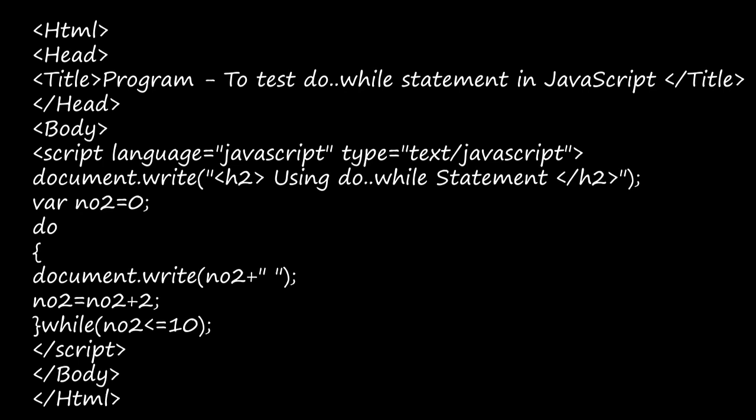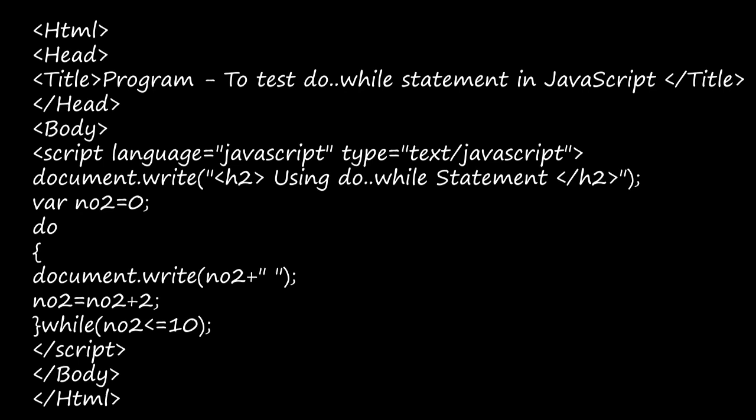So the value of NO2 will be displayed and then a space will be there. For NO2 there are no double quotes, so the value of NO2 will be displayed, and then a space. At last there is a semicolon. The next line is NO2 is equal to NO2 plus 2, semicolon. So once it is executed, do.